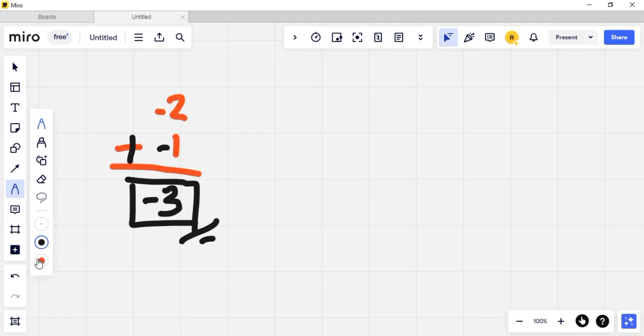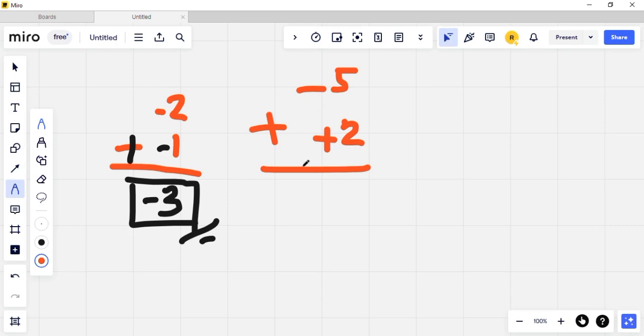Okay, let's have another one. Negative 5 minus negative 2. Okay, so in this case, both numbers have the same sign. So all you need to do is change the subtraction to addition, and also change the sign of the subtrahend, which is negative 2, to become positive 2.